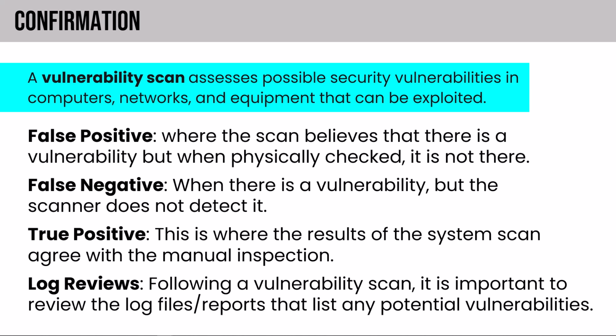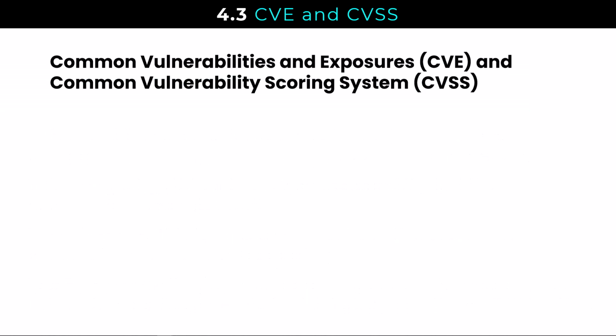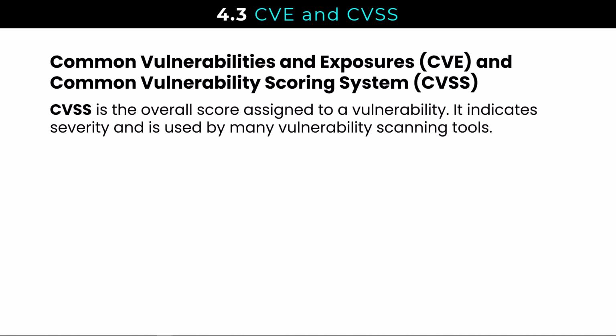Now, earlier in our session, I've mentioned common vulnerabilities and exposures, the CVE, and the Common Vulnerability Scoring System, CVSS. So I want to just unpack that with you here briefly. So the CVSS is the overall score assigned to a vulnerability. It indicates the severity, and it's used by many vulnerability scanning tools. I would say it's the most common method today.